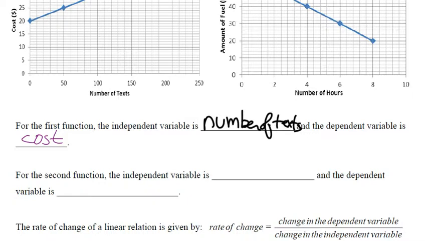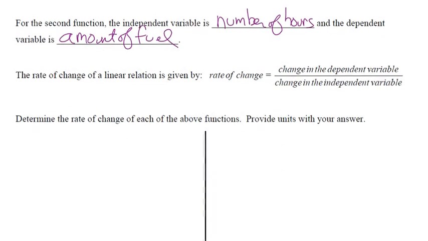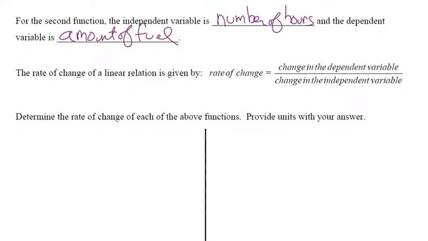For the second function, the independent variable is number of hours, and the dependent variable is amount of fuel. The rate of change of a linear function is given by rate of change equals the change in the dependent variable over the change in the independent variable. Determine the rate of change of each of the above functions. Provide units with your answers.